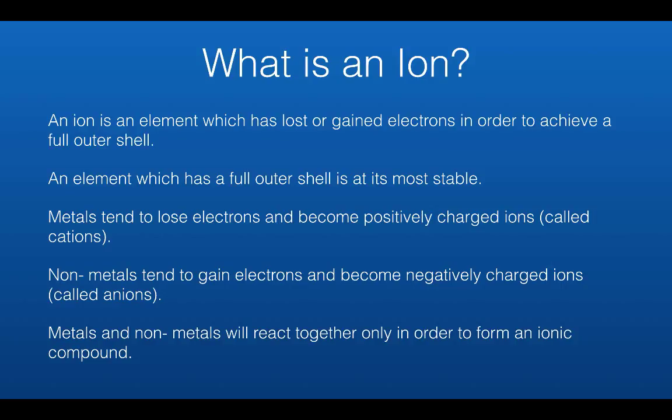Metals tend to lose electrons and become positively charged ions. These are called cations. Non-metals tend to gain electrons and become negatively charged ions. These are called anions. Metals and non-metals will react together only in order to form an ionic compound.